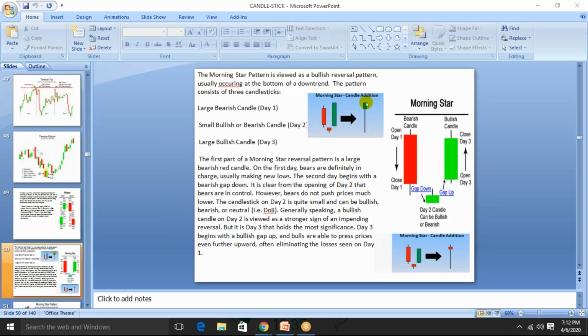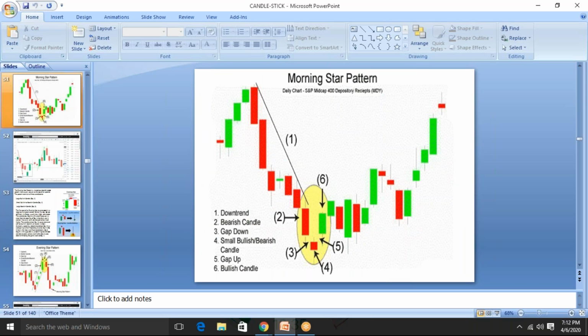This is also very important. What is the morning star candle? In morning star, the first condition is that there should be a downtrend in the market, a fall in the market. The second condition is that there should be one bearish candle. Now what is the third condition? There should be a gap down opening. This candle should open gap down.